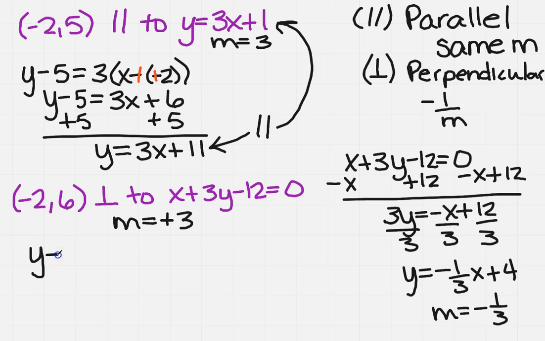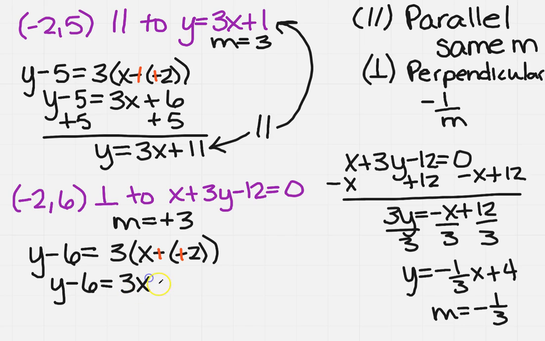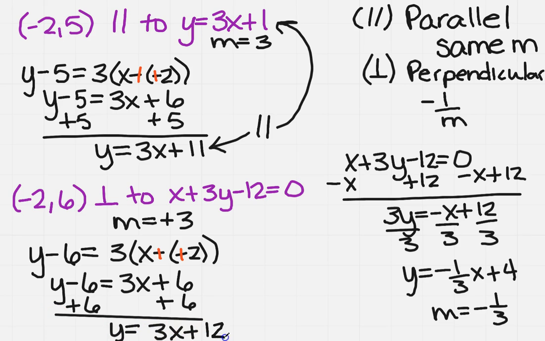So I'm going to use y minus 6 equals 3 times x minus 2 again. I'm going to go ahead and write in there, I'm going to add the opposite for that. So I'm going to get y minus 6 equals 3x plus 6. I'm going to add 6 to both sides. And now I'm going to get y equals 3x plus 12. So what that means is that the equation I just came up with is going to be perpendicular to the one that I started with.